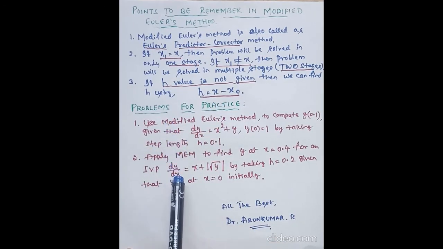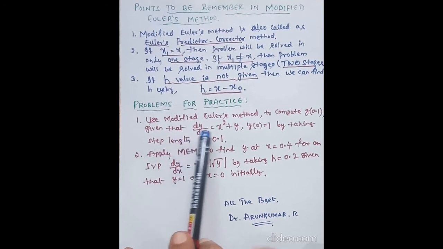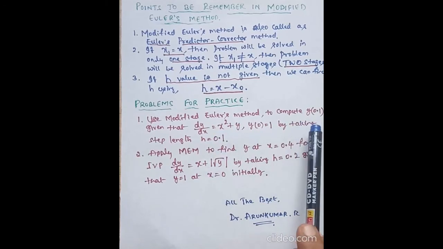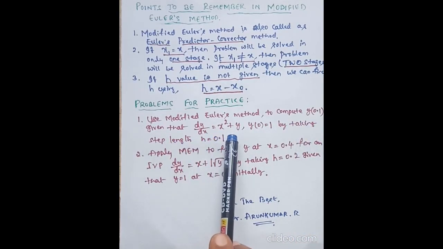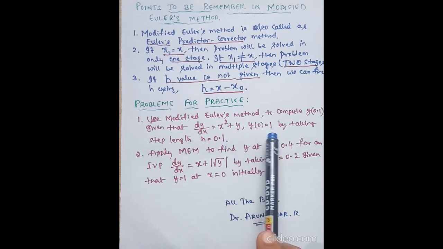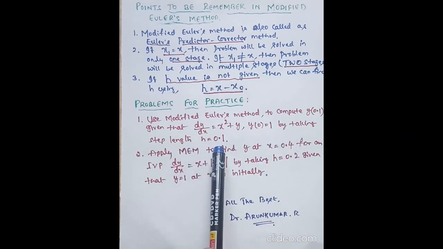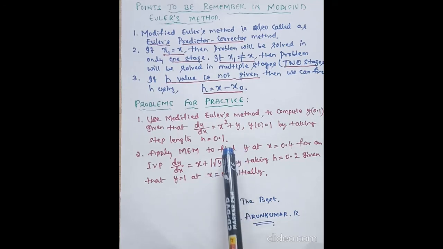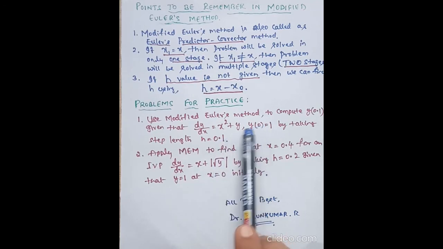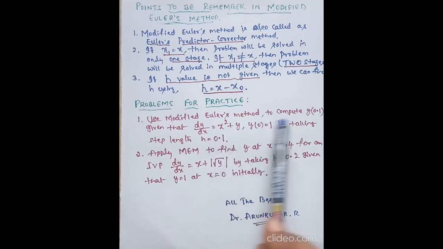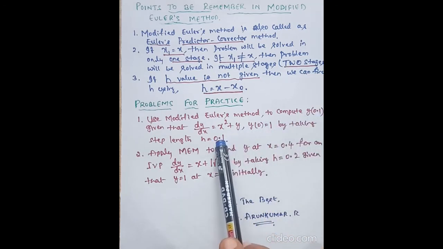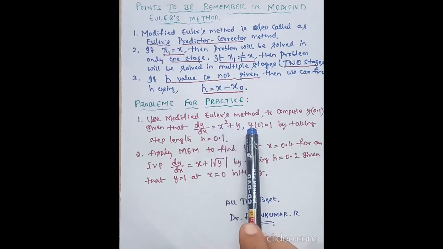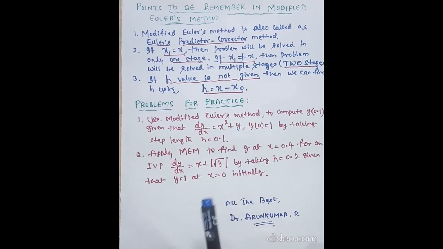And these are some problems for practice purpose. So the first problem, use modified Euler's method to compute y of 0.1 given that dy by dx equals x square plus y, comma y of 0 is equal to 1 by taking step length h is 0.1. So here see, h is 0.1 and x naught is 0. If you add these two, 0 plus 0.1, it is 0.1. This is the final value of x here. So this problem belongs to only one stage, like problem 1 and problem 2.